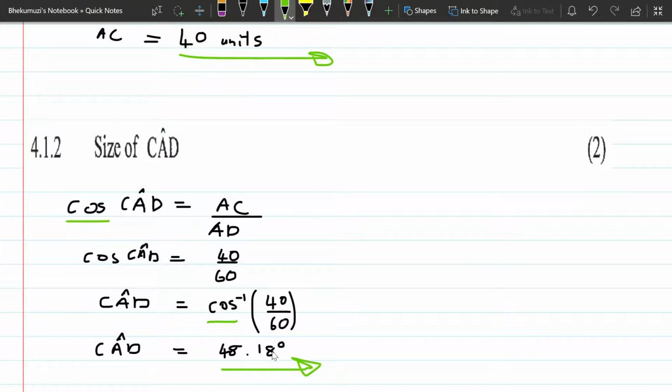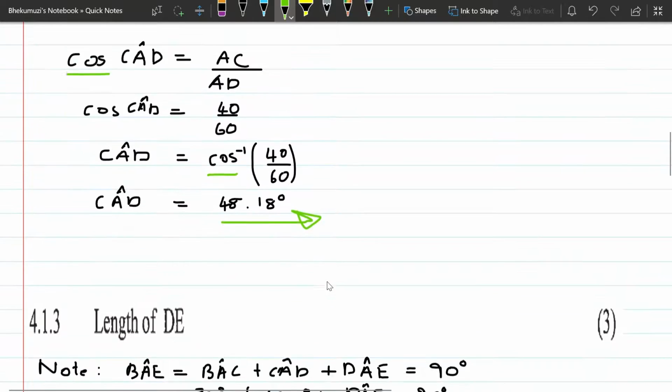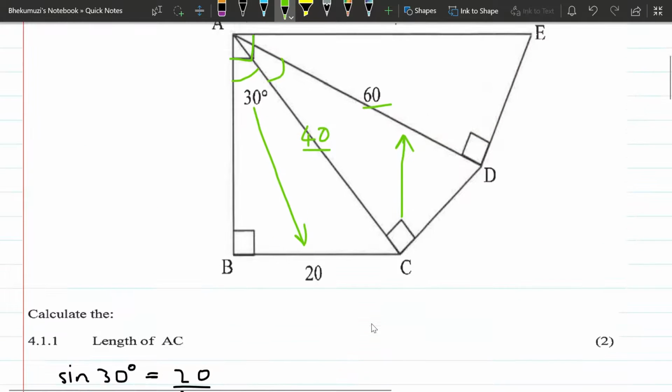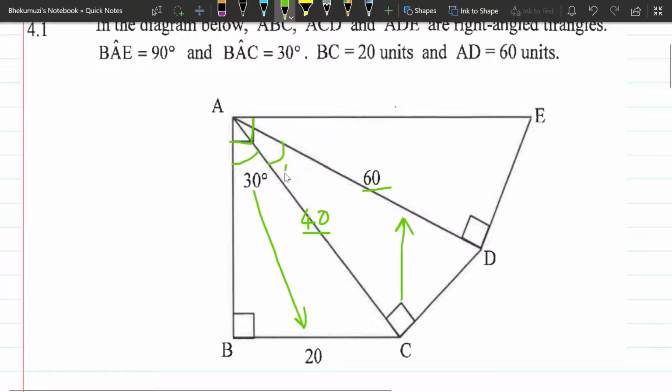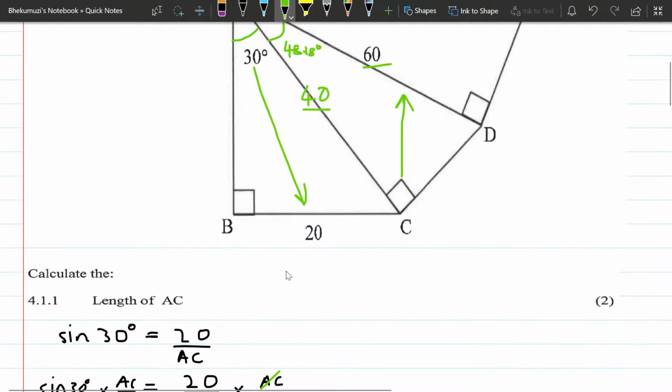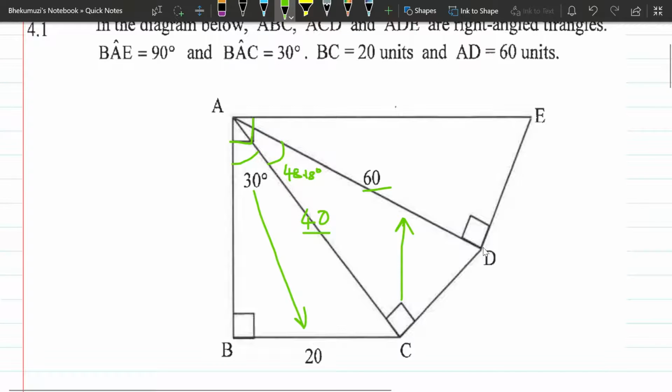Right, and then the next question here is 4.1.3, which says the length of DE. Now, where is DE? So we have now that this is supposed to be 48.18 degrees, right? As you can see, let me just go and check again. Yeah, 48.18 degrees. And then we are looking for now DE, right? We're looking for this length over there. So how can we get to this length over there? Now, the issue is we only have one thing for the triangle ADE, right?